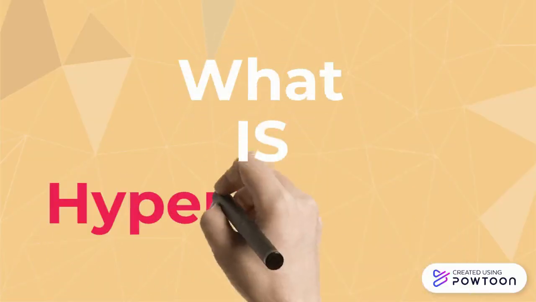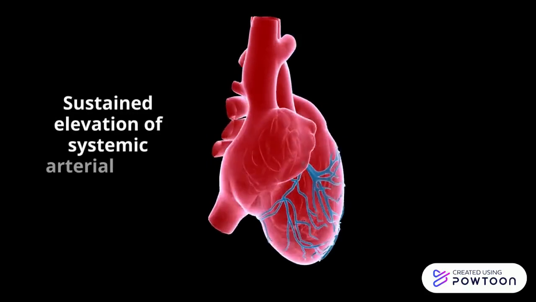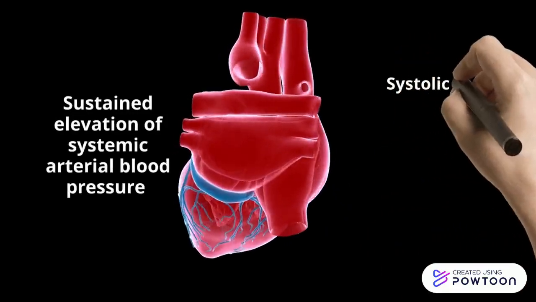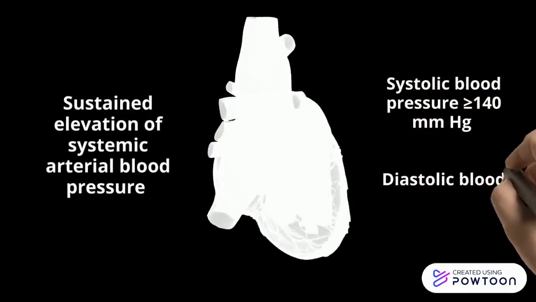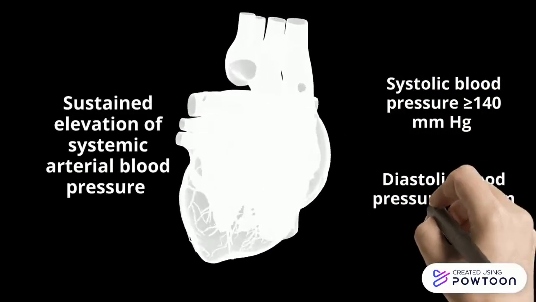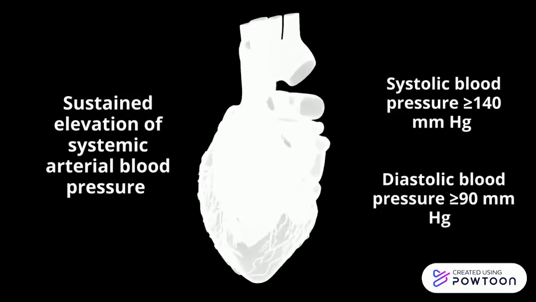What is hypertension? Hypertension is sustained elevation of systemic arterial blood pressure. Systolic blood pressure would be 140 millimeters of mercury or over. Diastolic blood pressure would be 90 millimeters of mercury or over. The norm for blood pressure is 120 over 80.